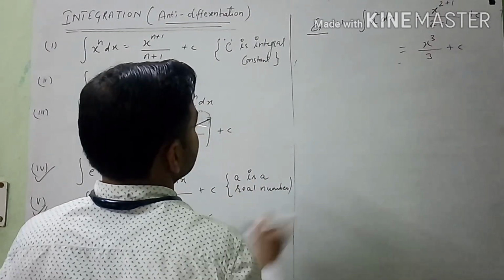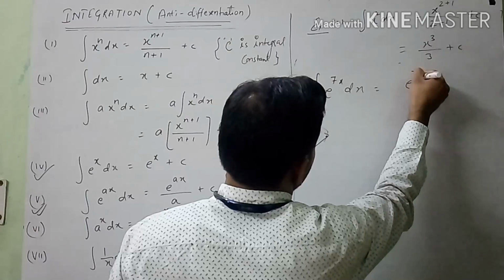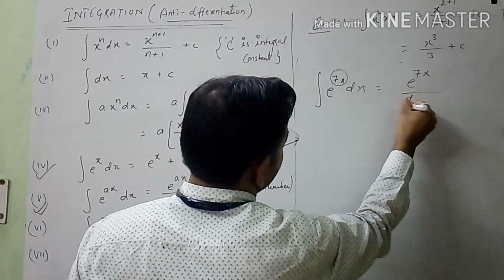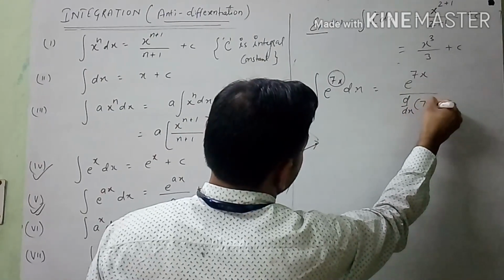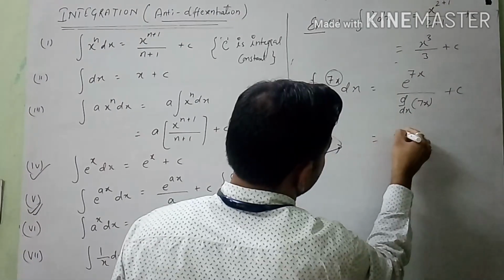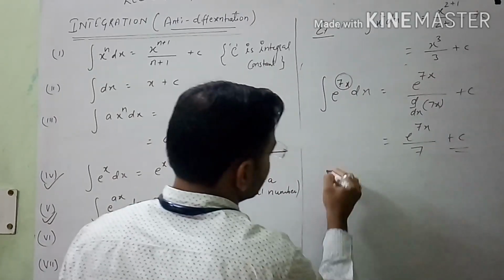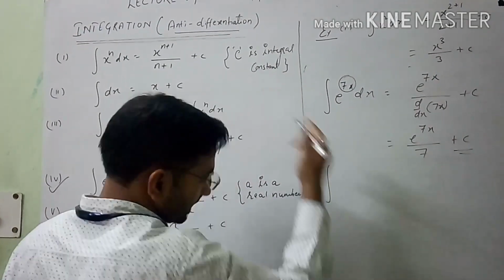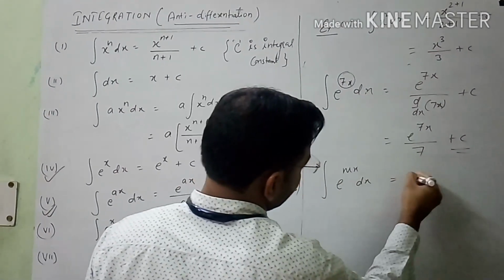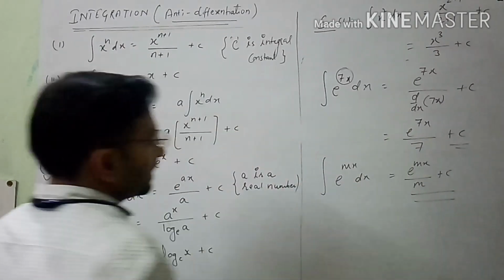Other example, see here e raised to the power 7x dx. So see, how will you solve? E raised to the power 7x, and in denominator differentiation of 7x, you know that differentiation of 7x is 7. So plus c is our integration constant, so e raised to the power 7x over 7. This is the solution for this. So similarly we can easily solve e raised to the power mx dx, m be any number, it will equal e raised to the power mx over m plus c. This is the solution in case of exponential.